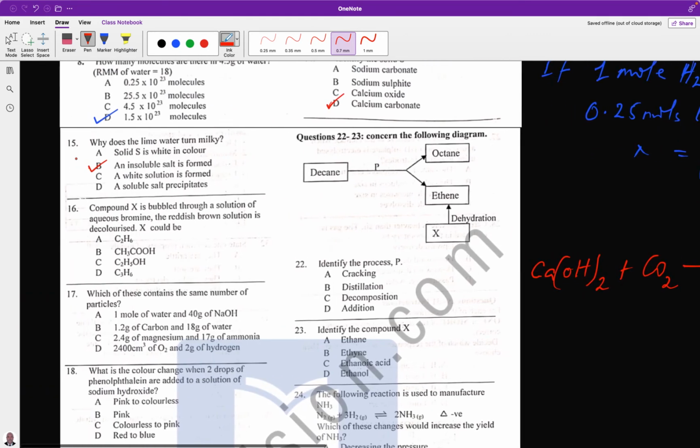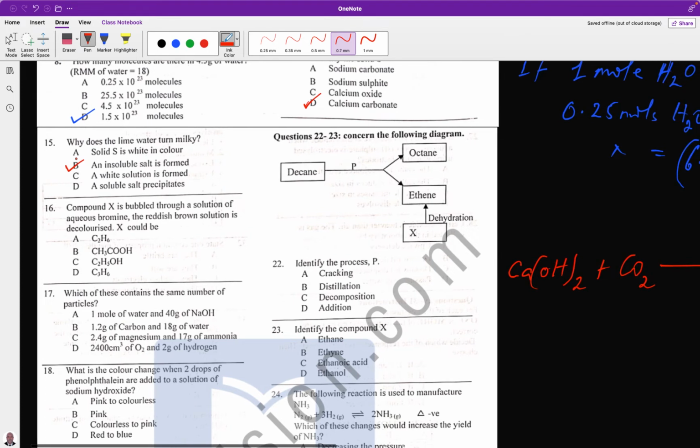Okay, now question number 16. Compound X is bubbled through a solution of aqueous bromine. The reddish brown solution is decolorized.